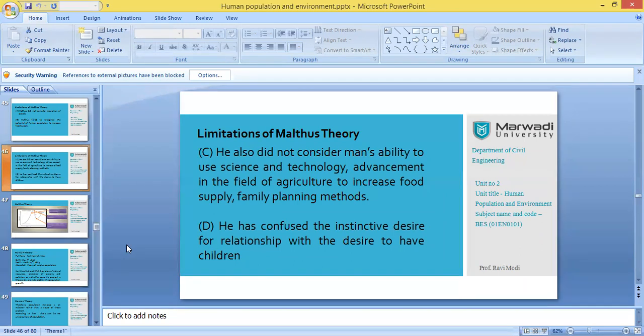So again, Malthus has given his assumptions, and those assumptions are correct up to a certain level. As you all know, the problem of food and the problem of basic amenities still exist, but it is not a foolproof theory, since there are a number of limitations that are not taken into consideration by Malthus.